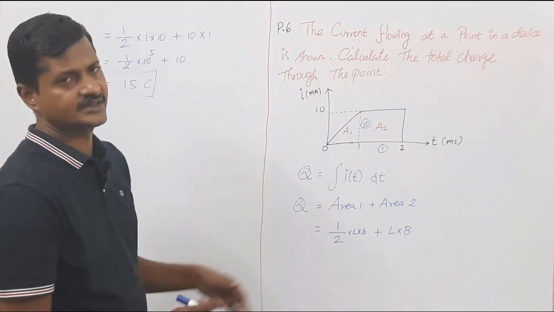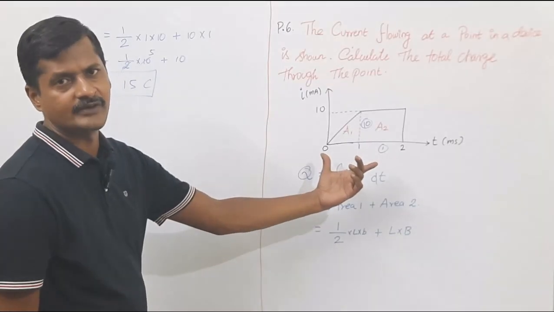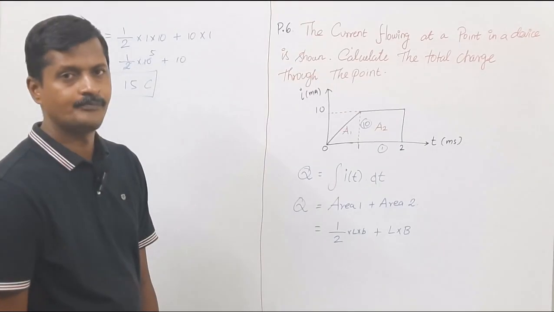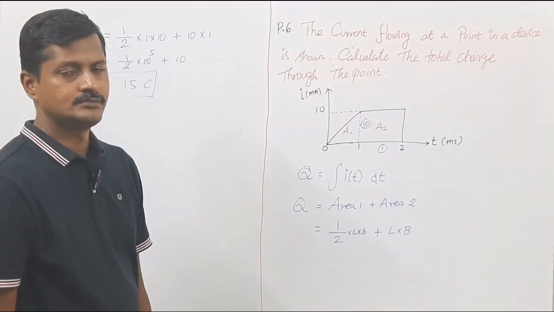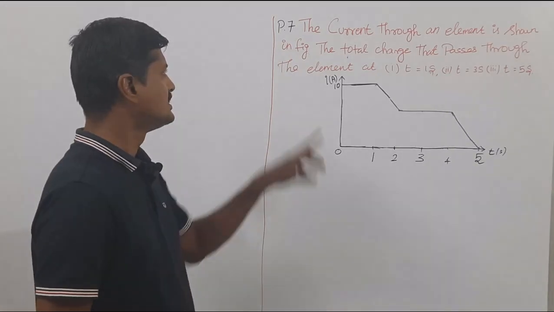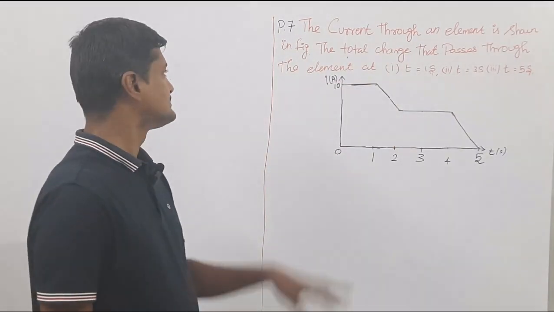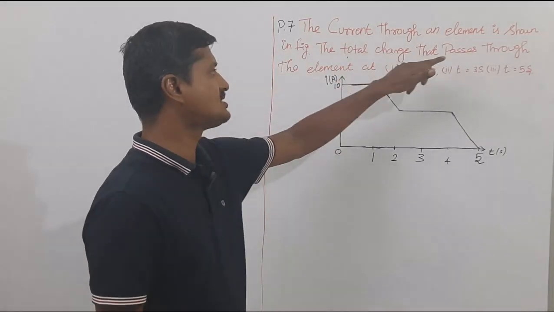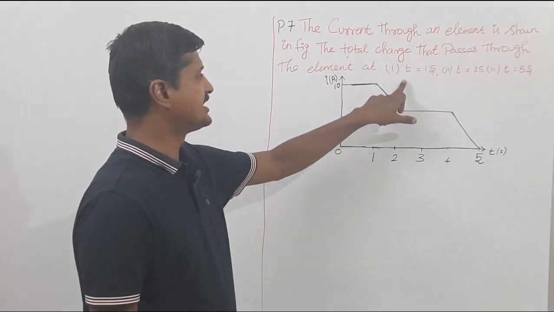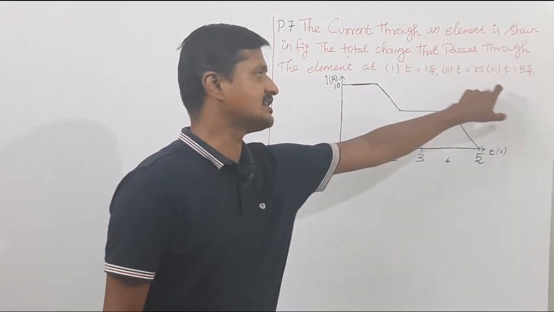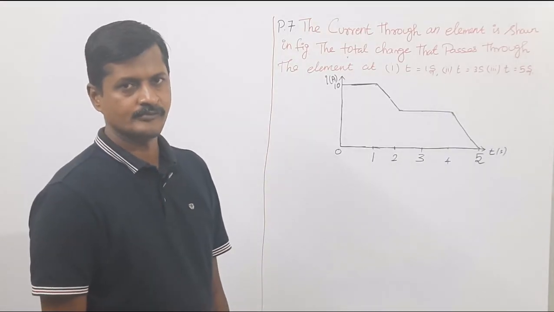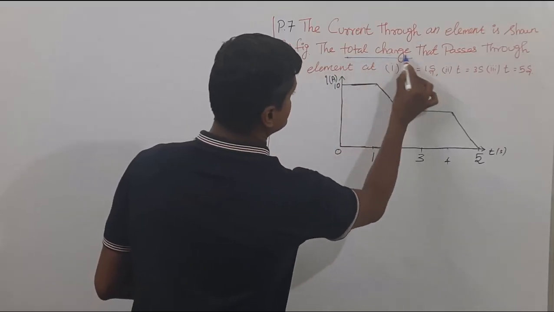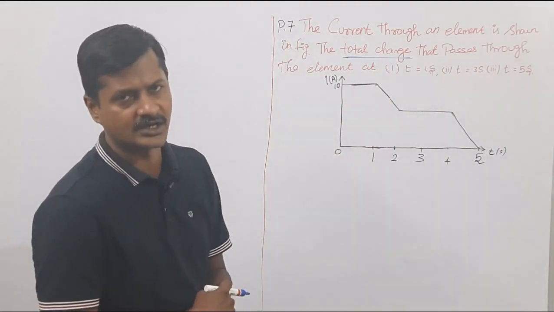This is another method: when the current value is given as a graph, how to find out the charge from it. Right? Problem number 7. The current through an element is shown in a figure. This is the current flowing through the element. The total charge that passes through the element at t equal to 1 second, t equal to 3 seconds and t equal to 5 seconds. So in this sum we need to calculate the total charge.